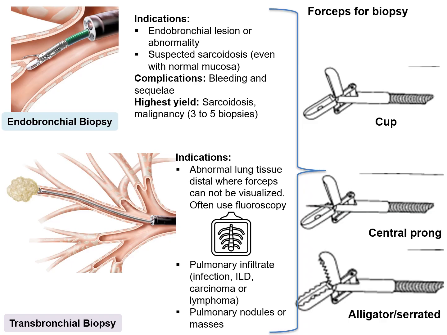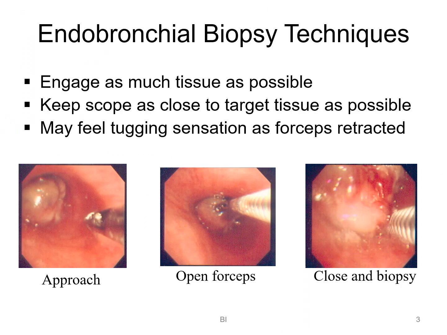A variety of forceps can be used for both endobronchial and transbronchial biopsies. These include cup, central prong, and alligator/serrated forceps. When taking an endobronchial biopsy, you will put the forceps of your choice through the working channel and advance until you can see the forceps tip in your field of view. You should take care to advance the forceps through the working channel carefully and have your scope oriented at a safe distance from the target to avoid the forceps hitting the lesion in an uncontrolled manner as they exit the working channel.